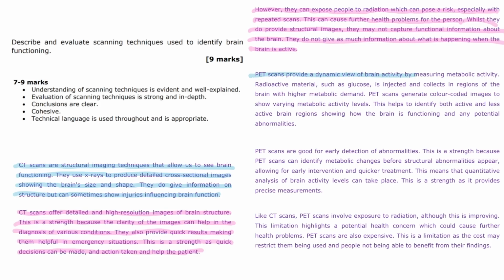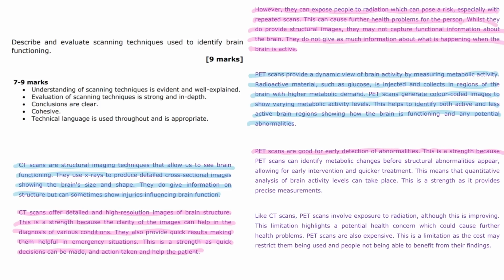PET scans can provide a dynamic view of brain activity by measuring metabolic activity. Radioactive material, such as glucose, is injected and collects in regions of the brain with higher metabolic demand. PET scans generate colour-coded images to show varying metabolic activity levels. This helps to identify both active and less active brain regions, showing how the brain is functioning and any potential abnormalities.